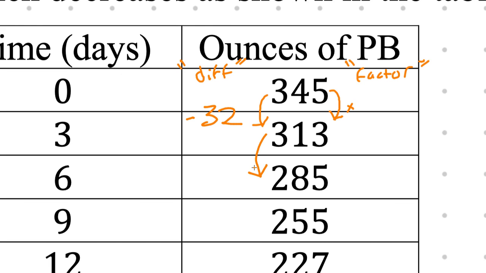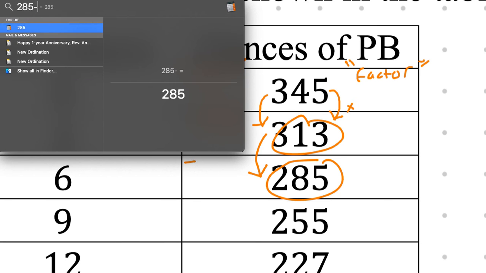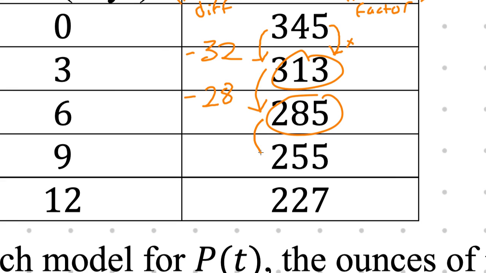How do I get from 313 to 285? I'm going to be subtracting something else. And again, if you don't know how to do that, you do the second minus the first. I do 285 minus 313, and I get minus 28. Uh-oh, this might not be good. Let's try another one.